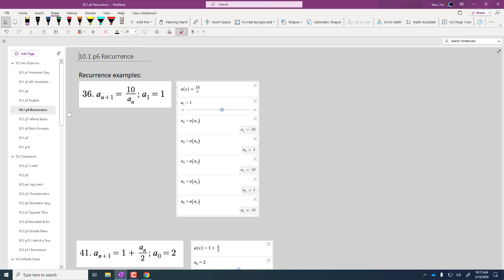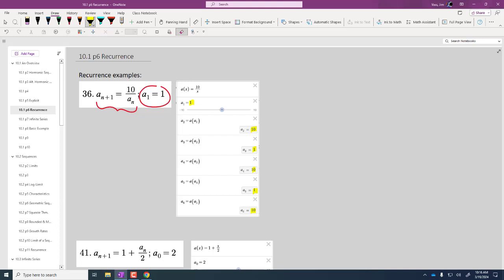So here's a recurrence relation. The recurrence relation is going to build the sequence, with a starting value of 1. So here I've got the values over here. We're starting at 1, and then we do what it says to do. We divide it into 10. Second value is 10. Divide it into 10 again. Well, that's back to 1. Divide it into 10 again. That's back to 10.